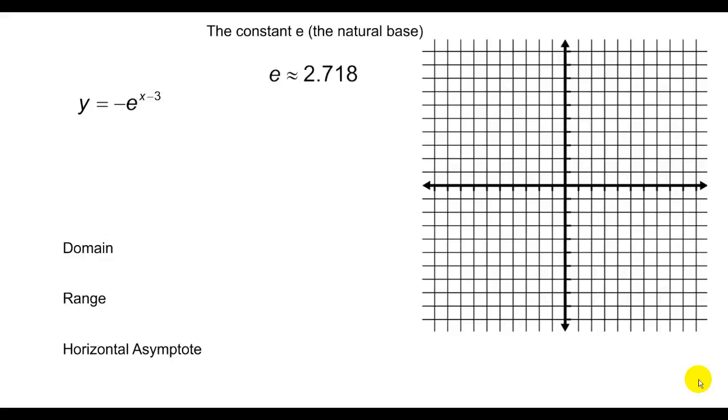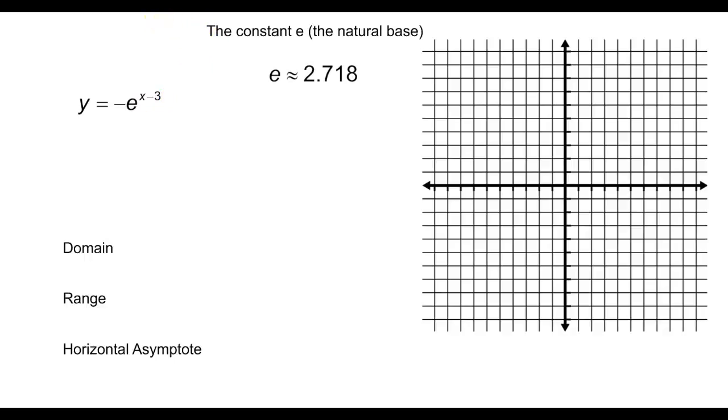So here's another example where we're going to work with a special constant in mathematics called e, which is sometimes known as the natural base. And e is a number that's equivalent to 2.718. It acts much like the constant pi, which is 3.14-ish. It's a constant that has a specific numerical value. And we're going to graph the function y equals negative e to the x minus 3, very similar to the way we've already approached these graphs.